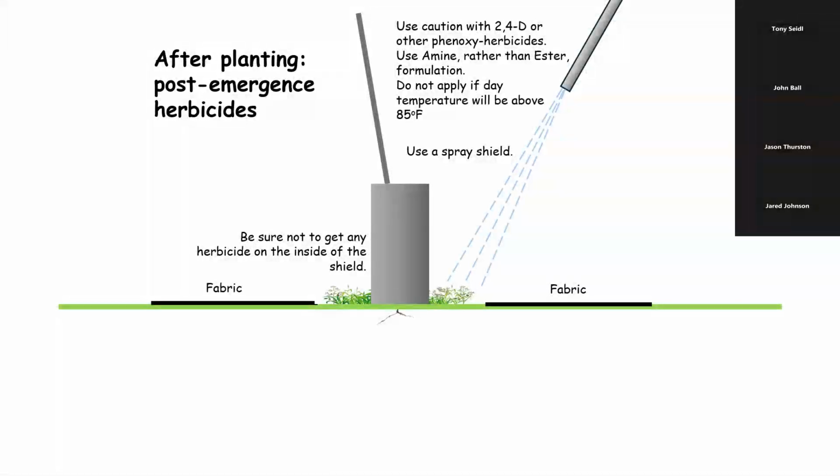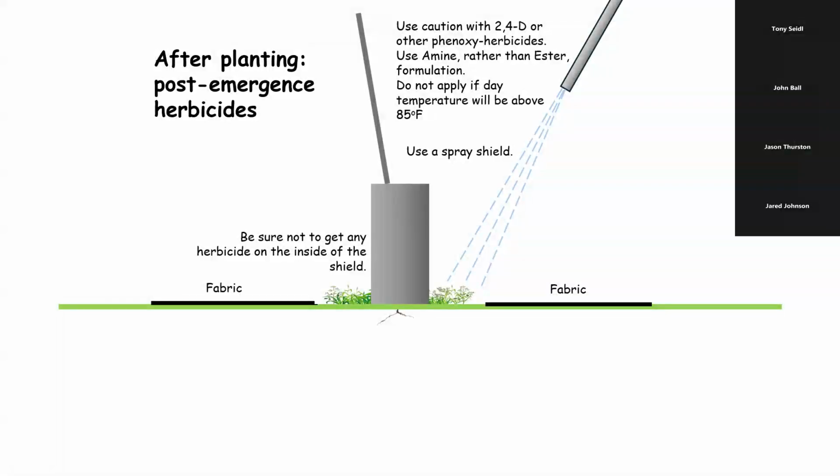Now this is time consuming as well. Putting a little shield around a seedling, spraying it. Next one, a little shield, spraying it. Yes, it will take some time. And by the way, be certain you don't get any of that herbicide inside the shield because you don't want it to come in contact with the foliage of the tree. And obviously, you're doing it while that seedling's fairly small.